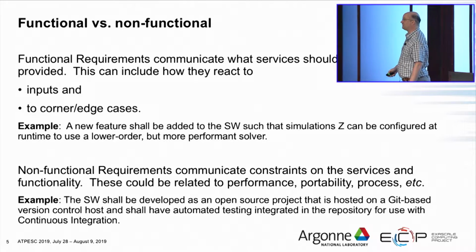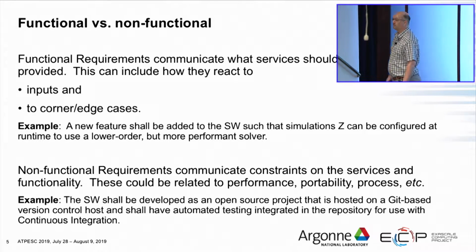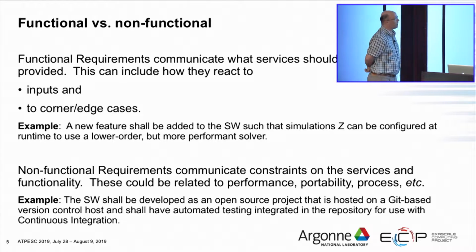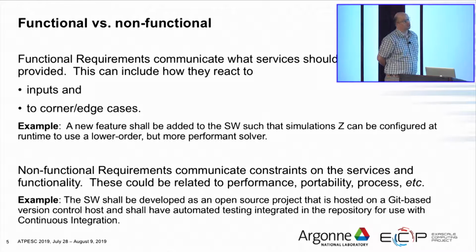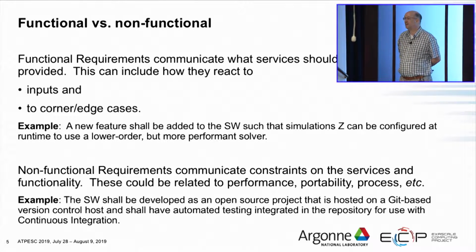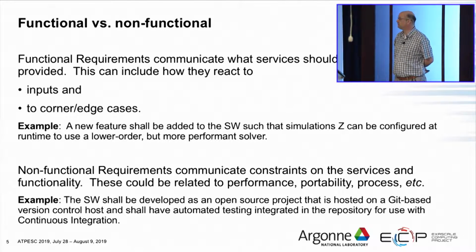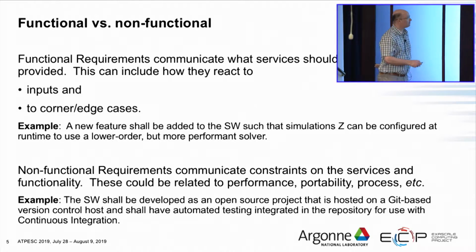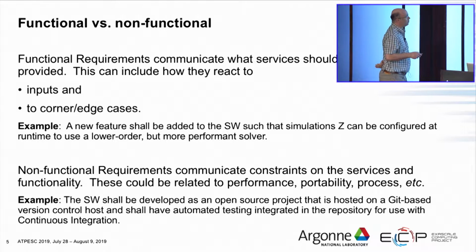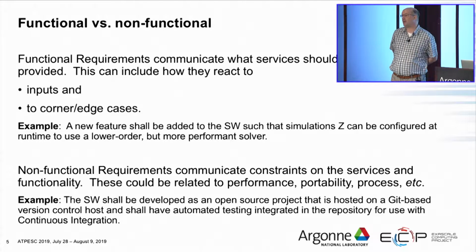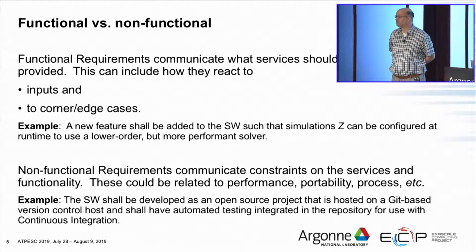There are different ways for us to classify requirements. One of the main ones is to call them either functional or non-functional. A functional requirement is a requirement that communicates what services should or should not be provided. This should include, for instance, what type of inputs they take and how they react to those inputs. If our software can be put into different states, we want to describe what those states are and what the behavior of the software is in those states. We might also come across corner or edge cases, so we would like to describe what those edge cases are, how the software behaves, and the outputs that it gives once it's put into those situations.